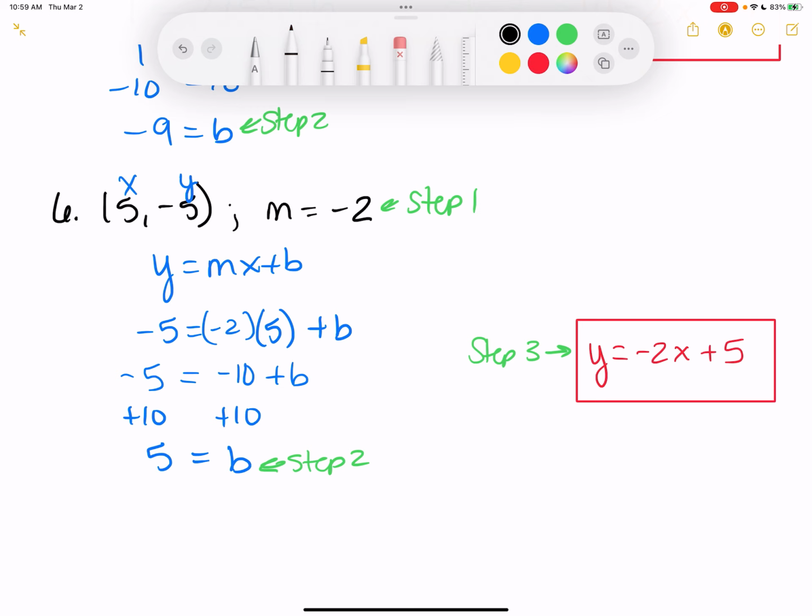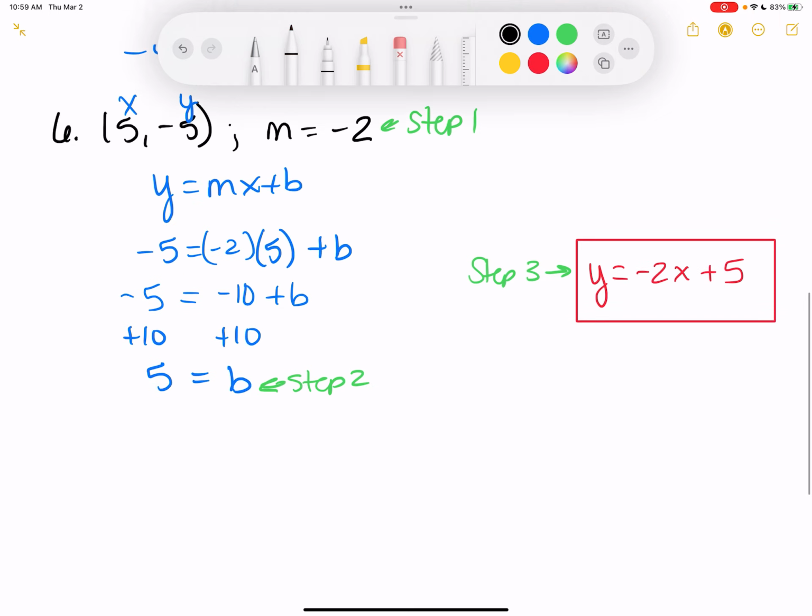Let's look at 8. This one is the point negative 3, negative 11, and a slope of 1/2. Now, you probably see the fraction and are like, oh no, I'm going to have to multiply a fraction. But it shouldn't end up being too bad, I don't think. At least it's only 1/2.